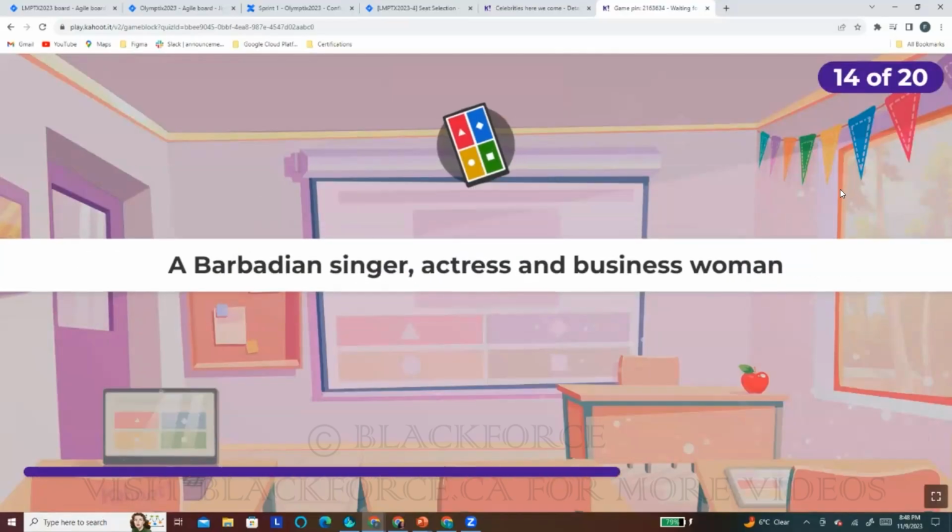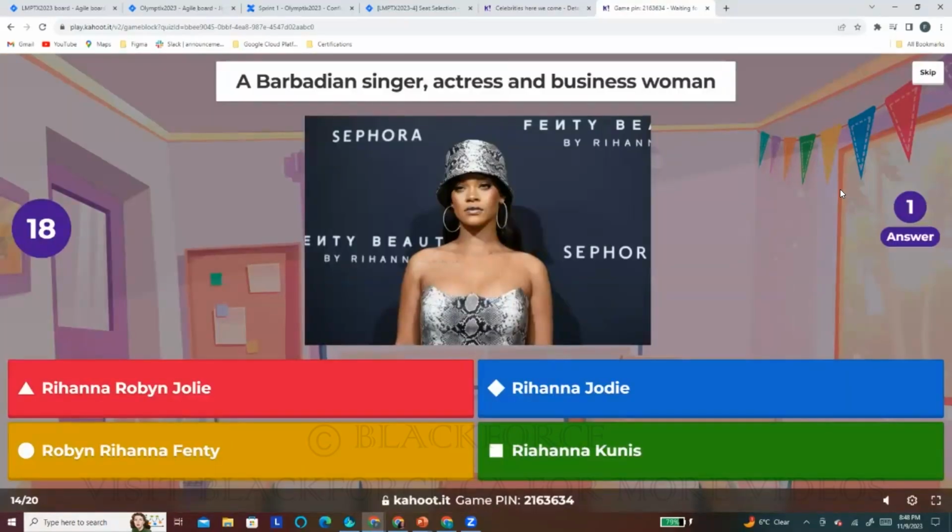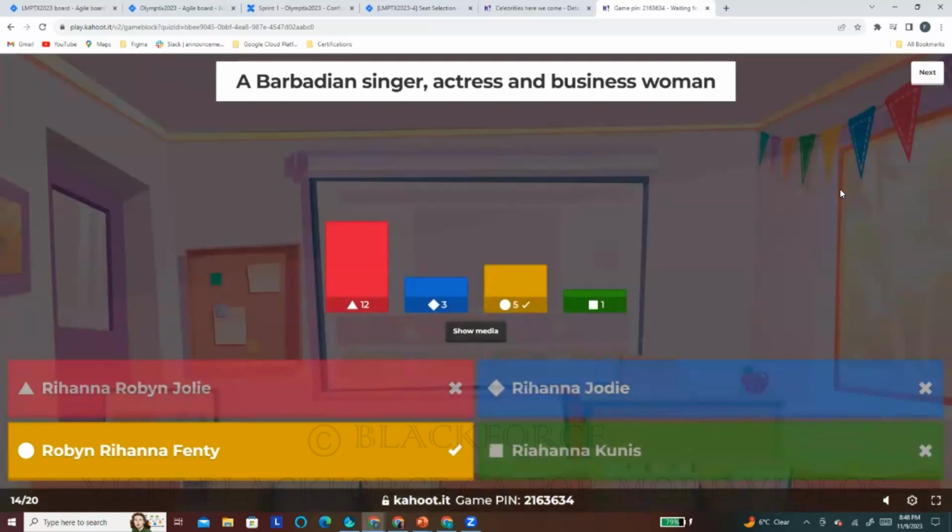A Barbadian singer, actress, and businesswoman. For the ladies that use a makeup brand, they will know this very easily. Guess what? It's showing in a picture. I'm giving you an expo. Really? It was showing in a picture too. Fenty. If you look at the picture, you see Fenty. Beauty by Fenty. Oh my God. It's Rihanna Fenty. Fenty Beauty.